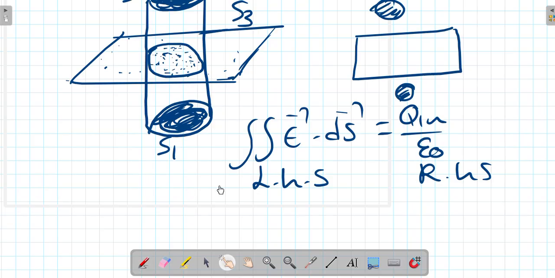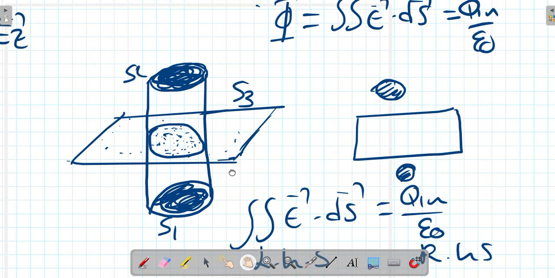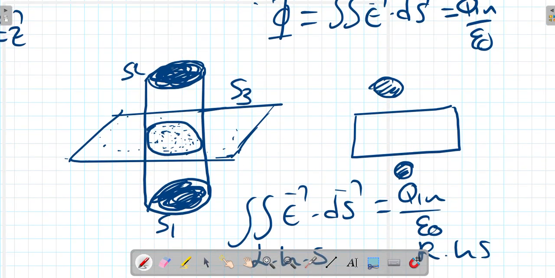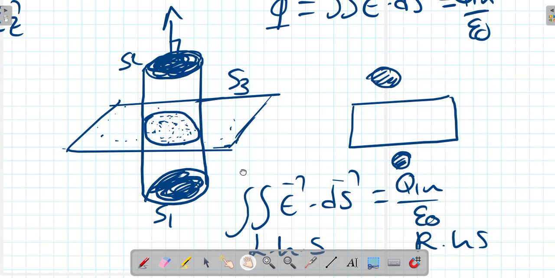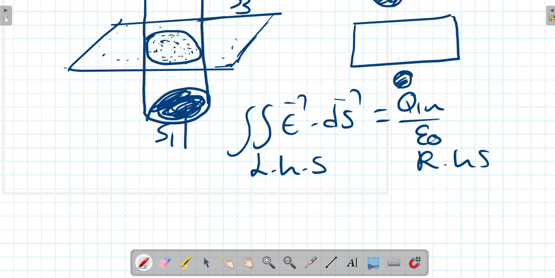When you're putting a vector to a surface, for example, S2 will have the normal vector, the vector perpendicular to it, in this direction. Then S1 it will be downwards like this, but perpendicular to it.